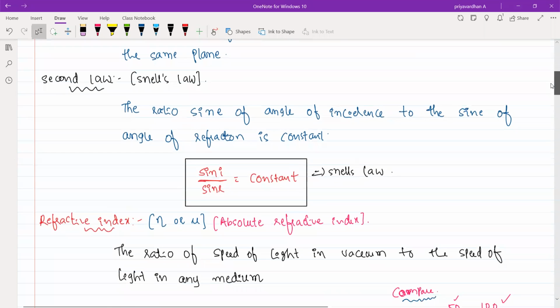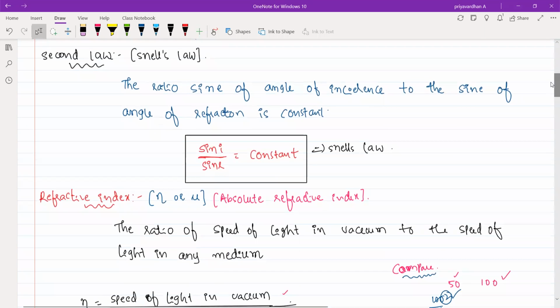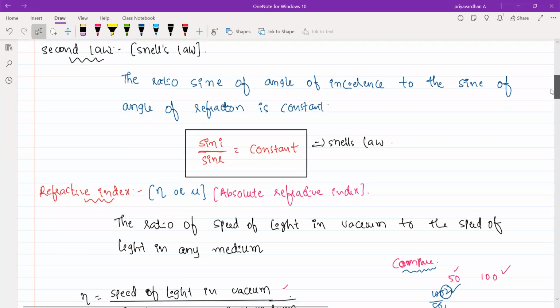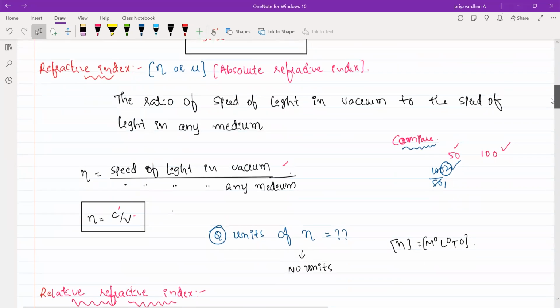The second law of refraction is also referred to as Snell's law. What do you mean by that? The ratio of sine of angle of incidence to the sine of angle of refraction is equal to a constant. This is known as Snell's law. We'll talk about Snell's law a bit later as a case 2. Then we'll go to refractive index.